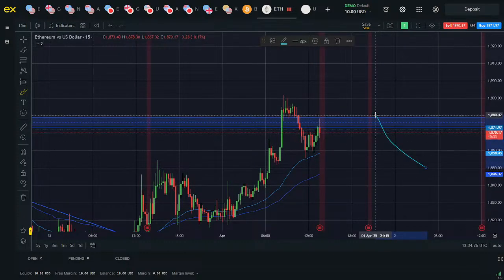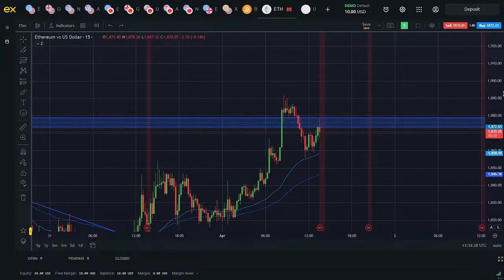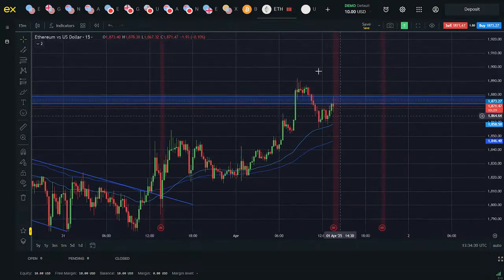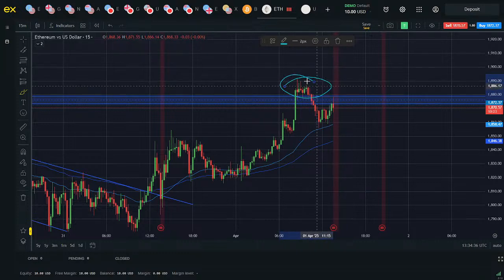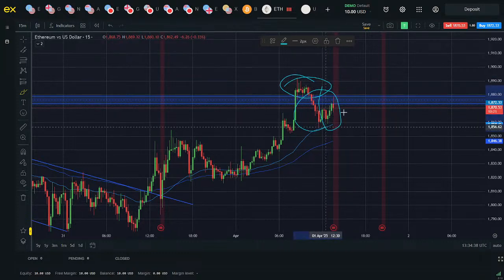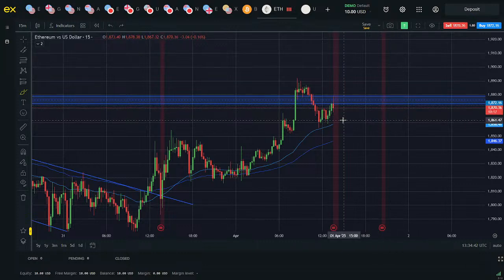And as you guys can see, first it gave a breakout over here and then a false breakout. Then after the false breakout, it was definitely SL trapping, and now it is actually sideways. There's nothing much in the market right now at this very moment.